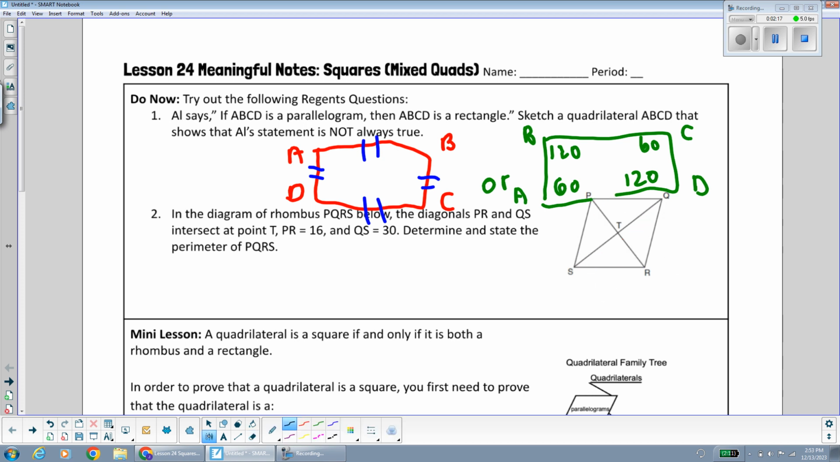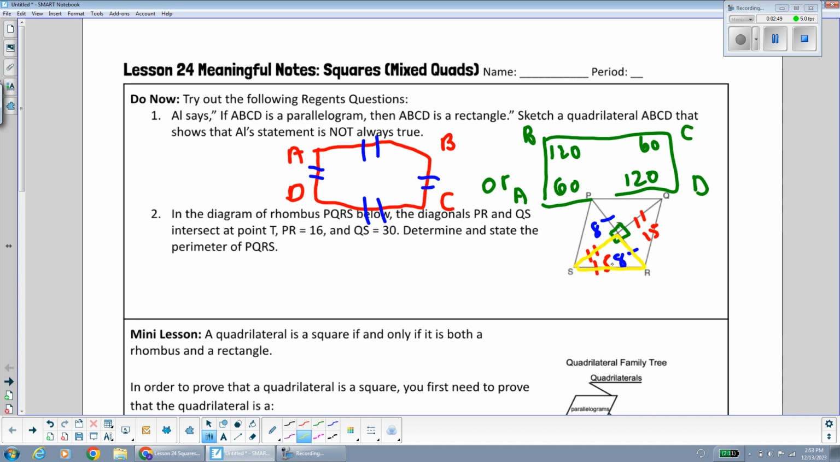So let me just clean this up a little bit so it's not as confusing. So this one's being split in half, and that would be 8 and 8 to total 16. And this diagonal is also being split in half, and that would be 15 and 15 to total 30. We also know that when we have a rhombus, the diagonals are perpendicular to each other, so they form right angles. What we have here are 4 different right triangles. They're all the same, so I'm just going to focus on one of them in particular.